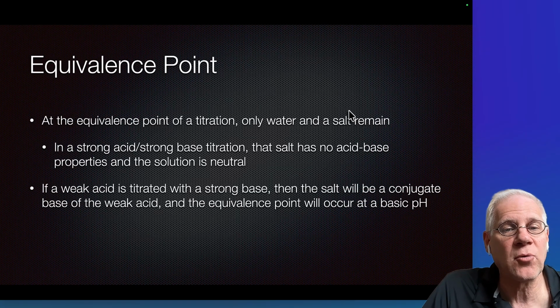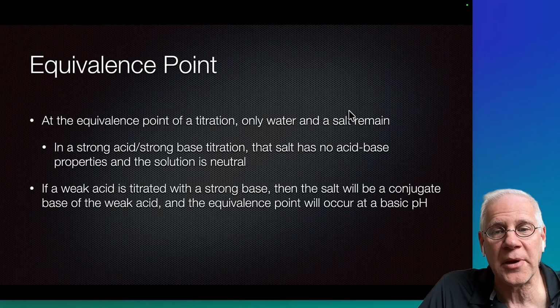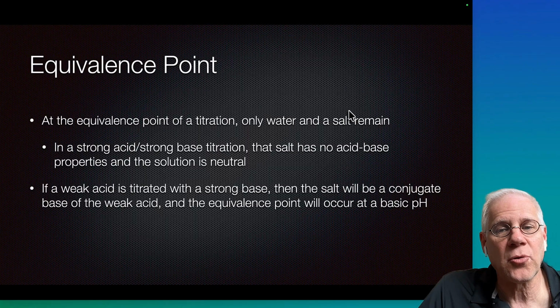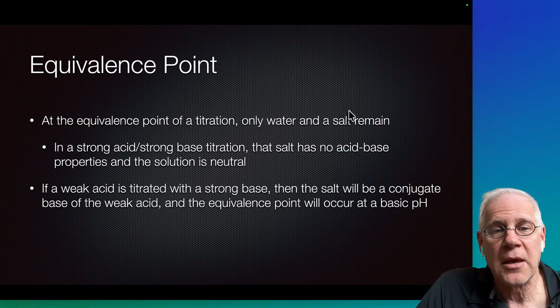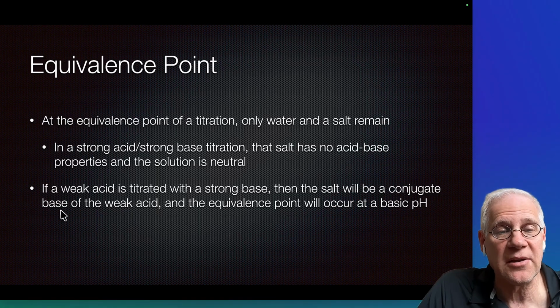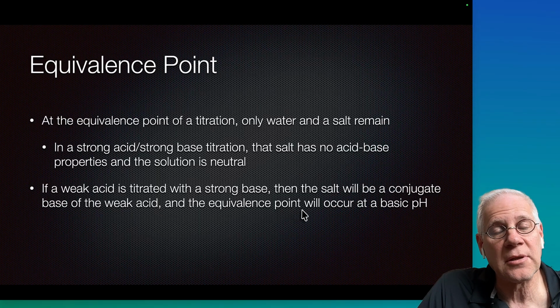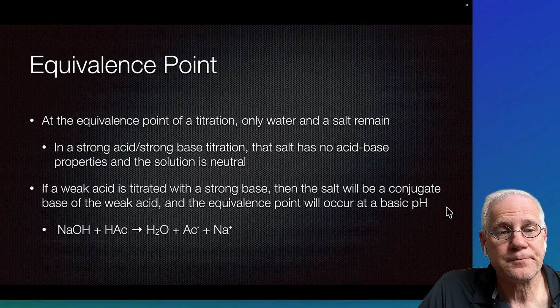If, however, you have a weak acid being titrated with a strong base, then the salt that you're going to have at the end will be the conjugate base of the weak acid and the counterion of your strong base, which never has any acid-base qualities. And so the salt will contain that conjugate base of the weak acid. As a result, you're going to have a basic solution. An equivalence point will occur at a basic pH.